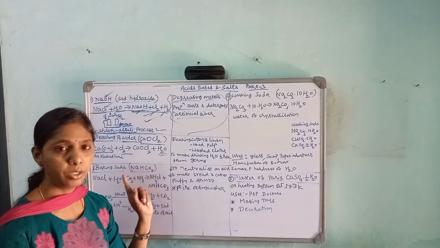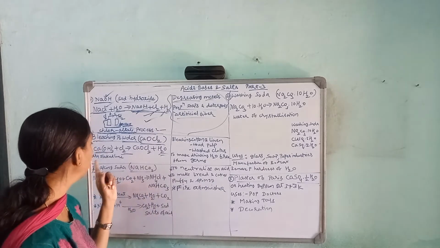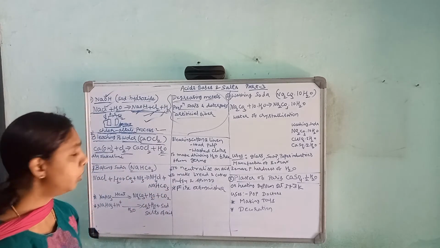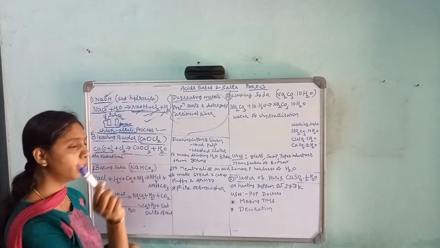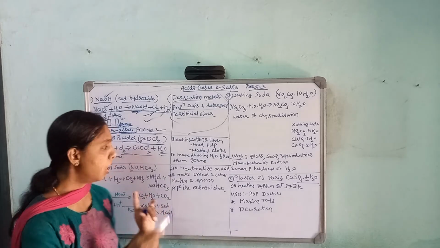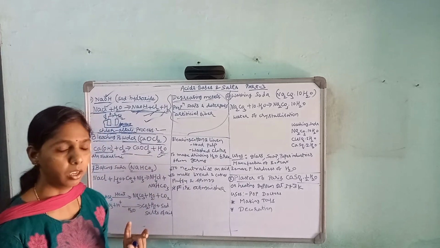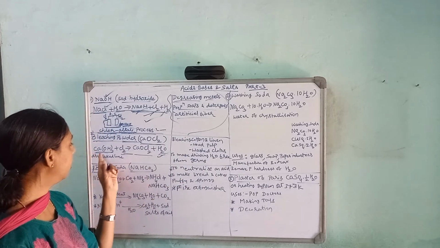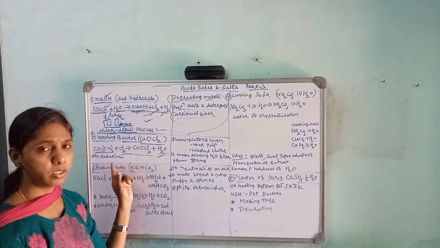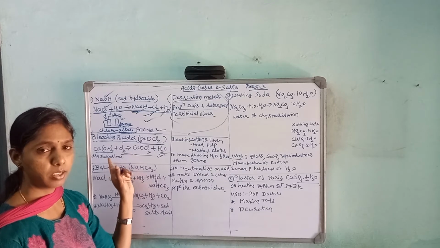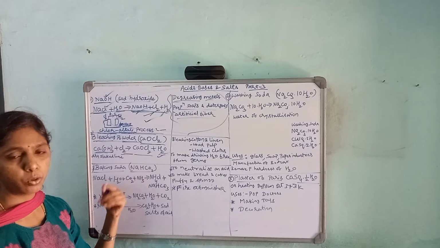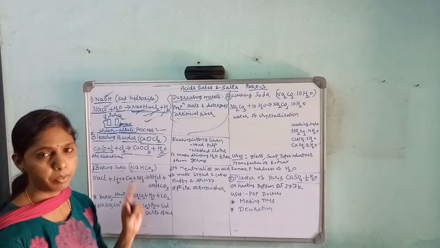On passing chlorine to the dry slaked lime or calcium hydroxide, we will get bleaching powder. The formula of the bleaching powder is calcium oxychloride. The preparation is very easy, and you have to remember the reaction here. The main raw material here is calcium hydroxide, also called dry slaked lime. They may ask the formula of dry slaked lime, or calcium hydroxide, Ca(OH)2. They may ask it under the name.